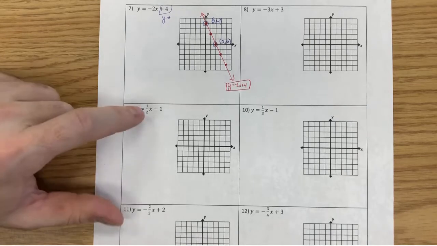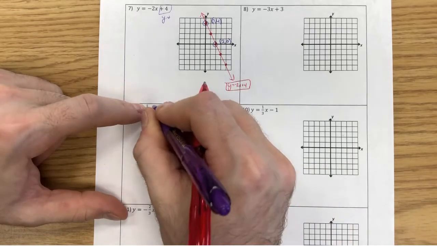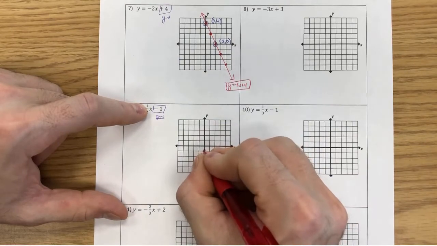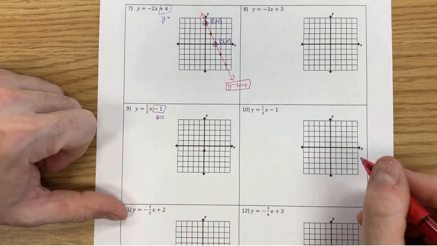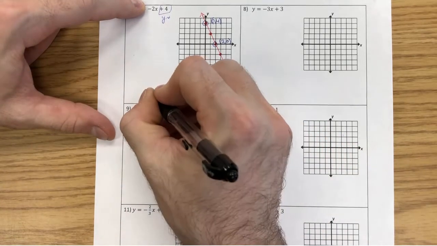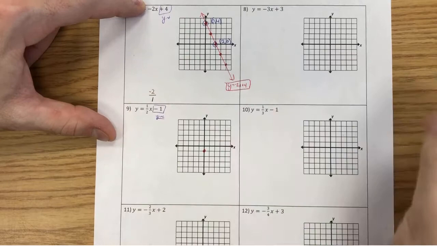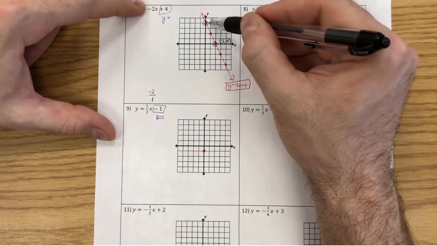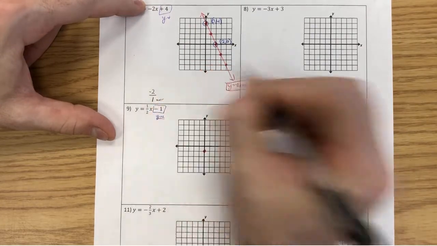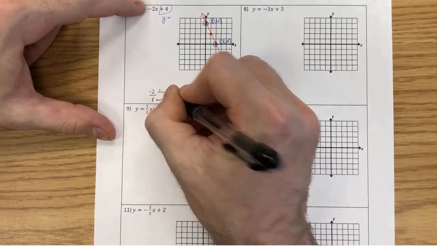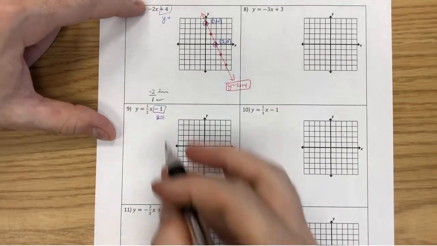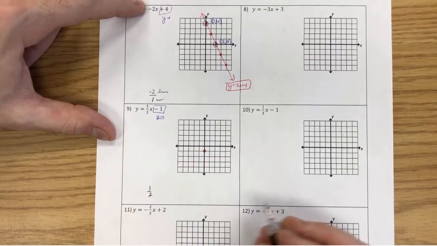Okay? So first off, we know that this is my y-intercept, which means I'm going to start at negative 1. Now, what we learned previously was that if my negative 2 is understood to be over the number 1, I know that each time I moved over 1, I went down 2. So if that was over, each time I went over 1, I went down 2.